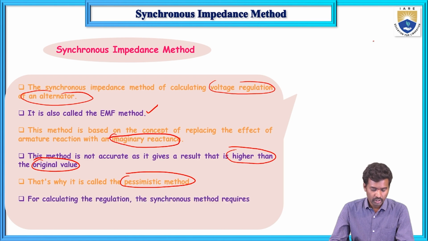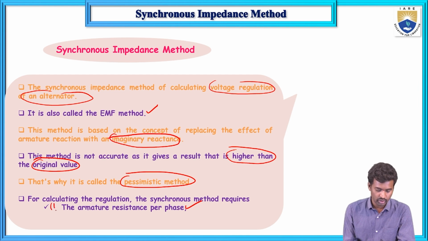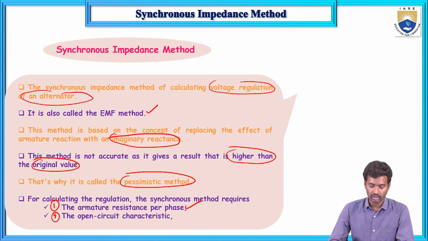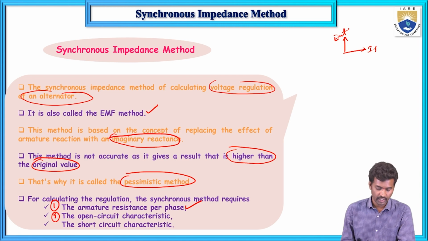That is important. Now for calculating the regulation of alternator, we need three parameters. First one is the armature resistance per phase. This is important. Second one is the open circuit characteristics, from which we can draw E versus IF, the no load EMF against field current. And third, the short circuit characteristics, short circuit current Isc versus IF.